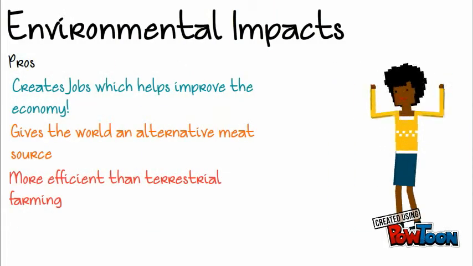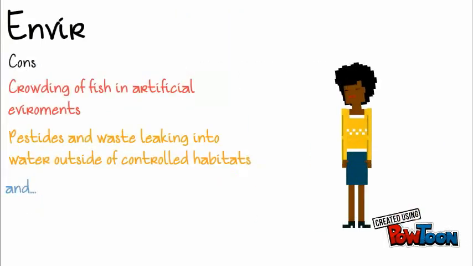Some positive ways that aquatic production impacts the environment is it creates jobs, which improves the economy. It gives the world an alternative meat source, which helps lower the amount of methane pollution. And also, it is more efficient than tourism.